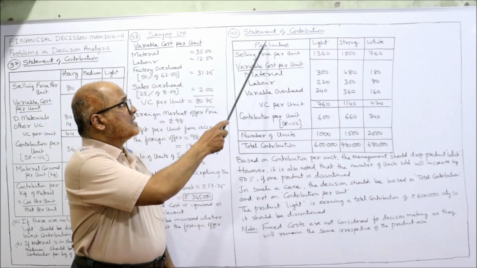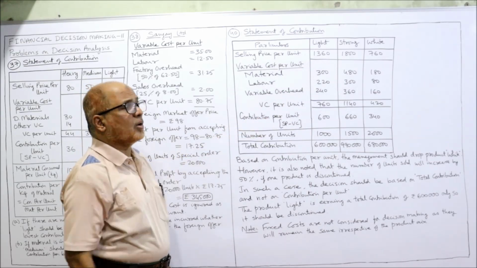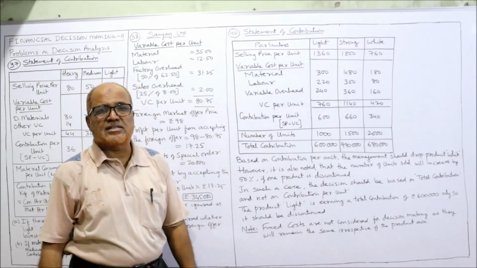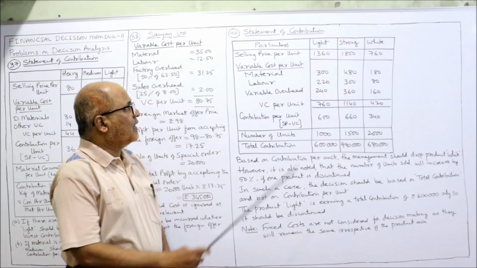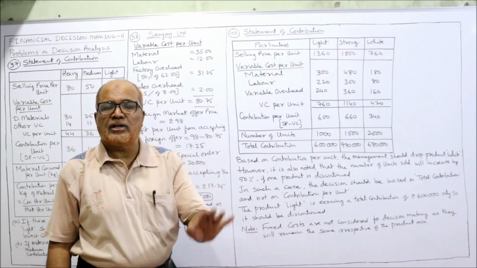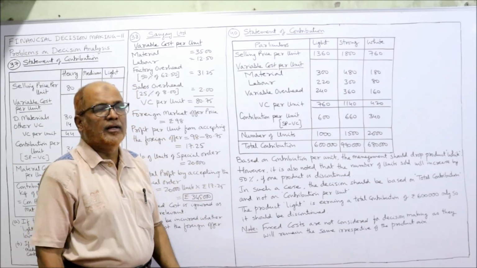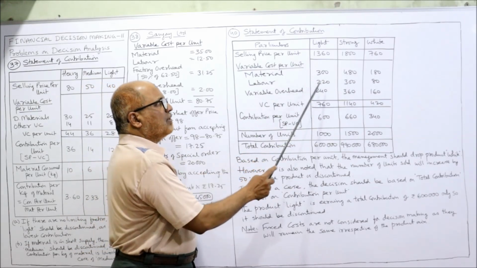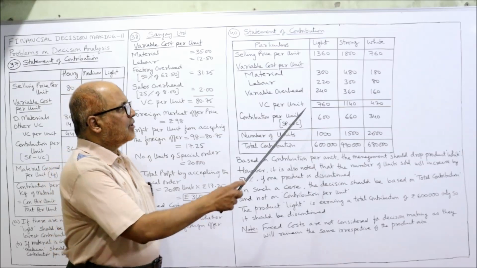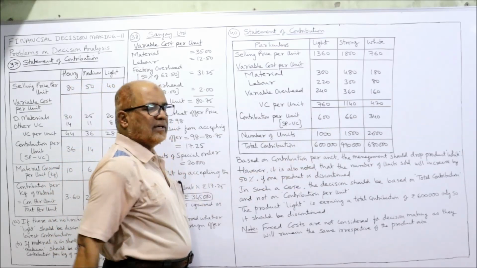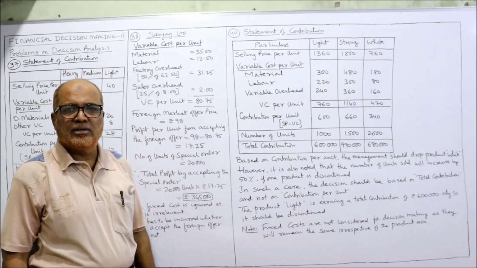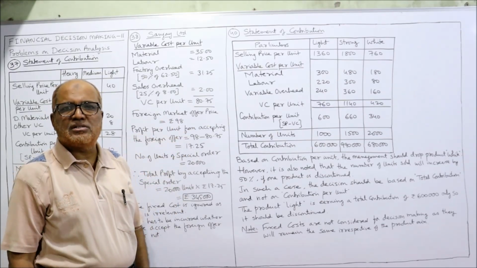So here you can see the statement of contribution: particulars, light, strong, white. First of all, the selling price is given: 1,360, 1,800, 760. Then variable cost: material, labor, variable overhead. Fixed overhead we have not taken, only variable cost we require. So material for all the 3 products, labor for all the 3 products and variable overhead are given. Take the total. The variable cost is 760, 1140 and 420. And we know the contribution is the difference between sales and variable cost. Sales minus variable cost is the contribution.